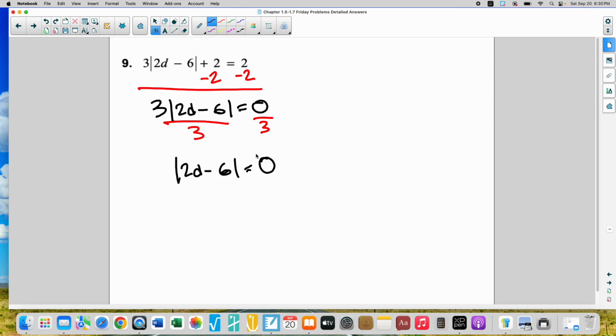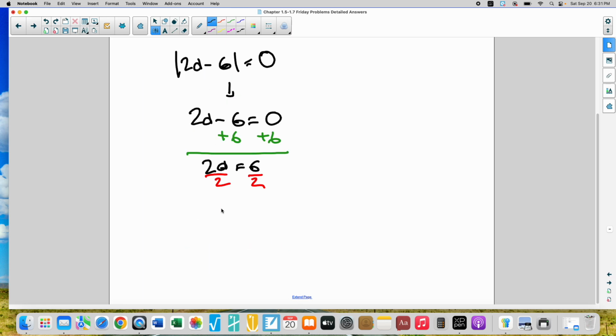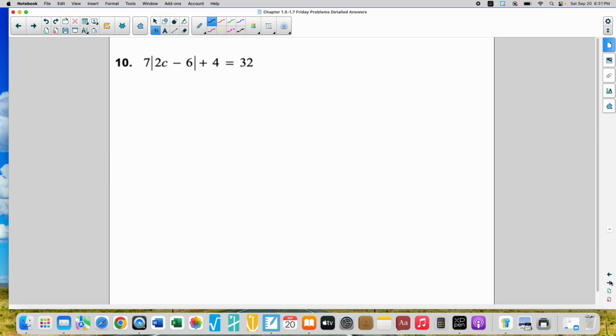Now this is interesting. If it has a distance of 0, it doesn't have a left and right. So we're actually only going to write one statement. You can't do positive 0 and negative 0. Those are the same numbers. So you're actually going to have only one solution here, which is very rare with absolute values, but it's good. They're showing you all the weird ones. Divide by 2 and d equals 3. So we would write it in a solution set.